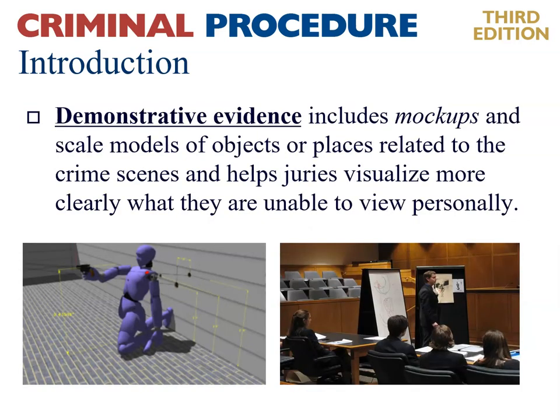And then we have demonstrative evidence, and this includes things like mock-ups and scale models of objects or places, like the crime scene. And what this does, these mock-ups help juries visualize more clearly what they are unable to personally view. Not all juries go out to the scene of a crime and look at the actual crime scene. It doesn't happen very often.